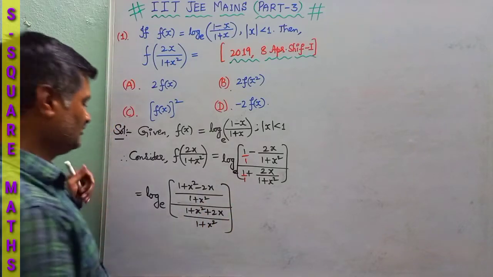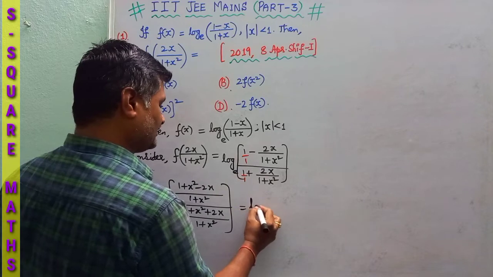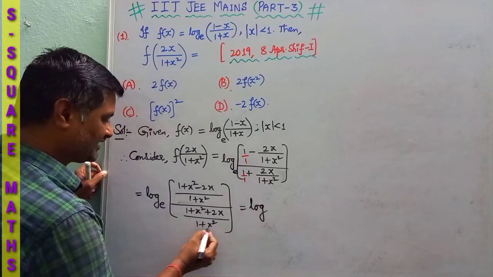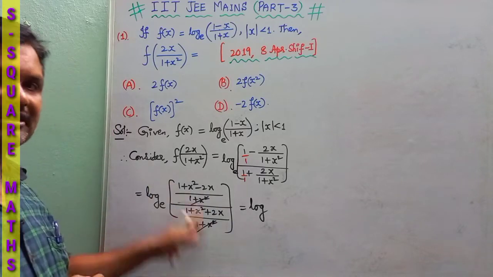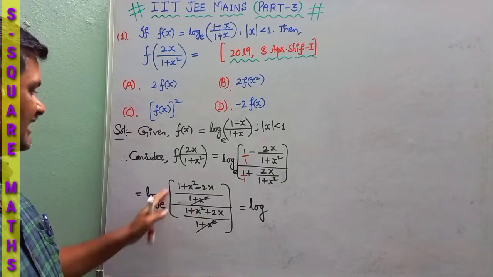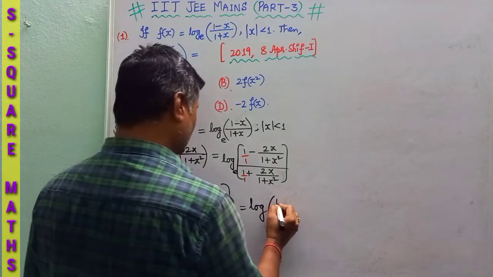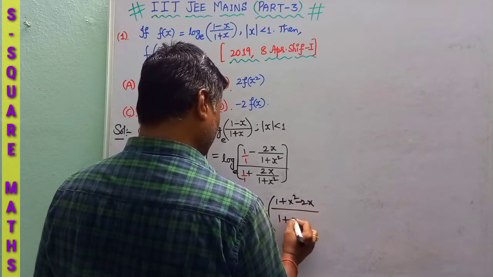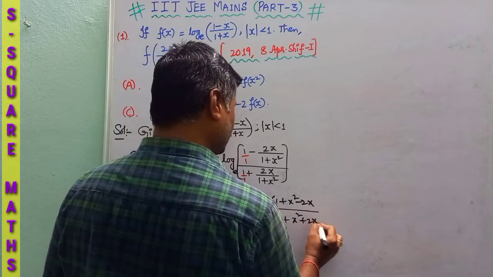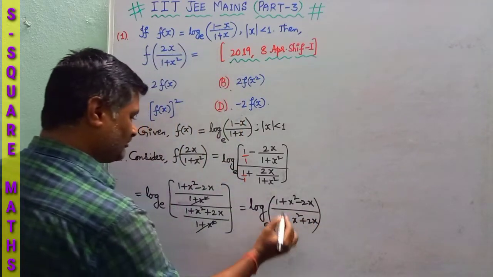Now here we can cancel the 1 plus x square in the numerator and the 1 plus x square in the denominator. The denominators have both been cancelled, and the leftover part I am writing here: log of (1 plus x square minus 2x) by (1 plus x square plus 2x), with respect to the base e.